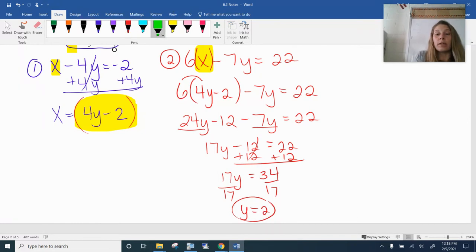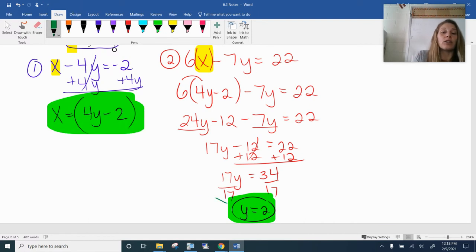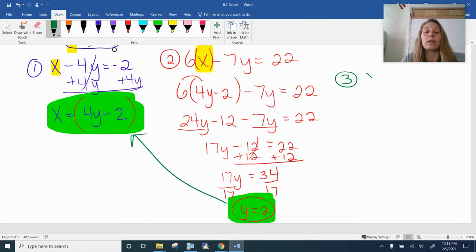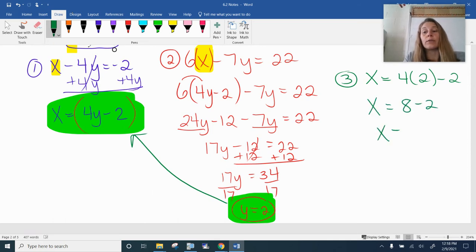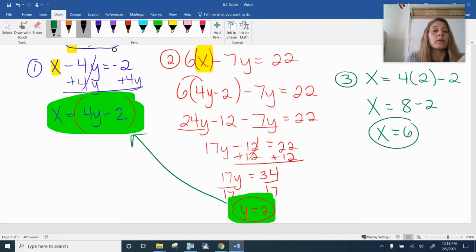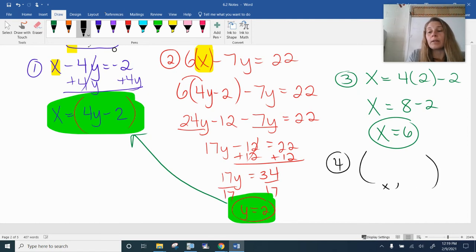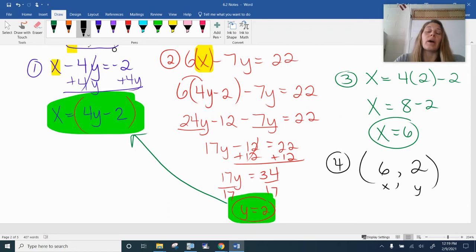Okay, and then as always, you take the value that you get for step 2, substitute it into that revised equation from step 1, and that will help you find the other variable that you still need to find. So if x equals 4y minus 2, and we just found out that y is 2, we can substitute it in and then simplify and find out that x is equal to 6. And then finally, we can write our solution as an xy ordered pair, which would be positive 6 and positive 2.